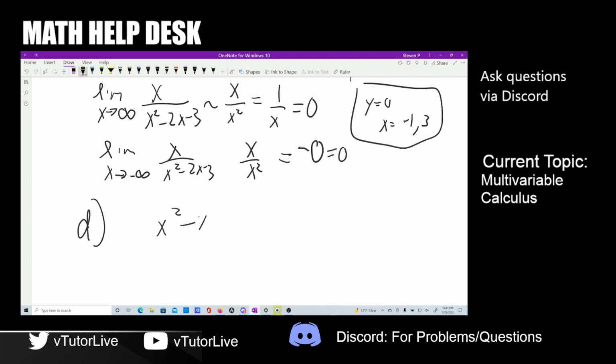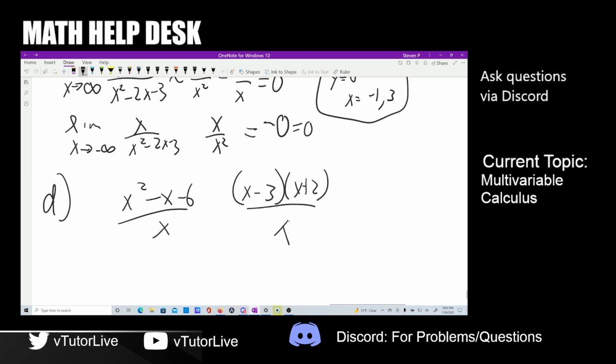So the next one is x squared minus x minus 6 over x. So this just looks like x minus 3, x plus 2 over x. And for this one, the bottom is only going to blow up at x is equal to 0, right? So there's going to be a vertical asymptote at x equals 0.